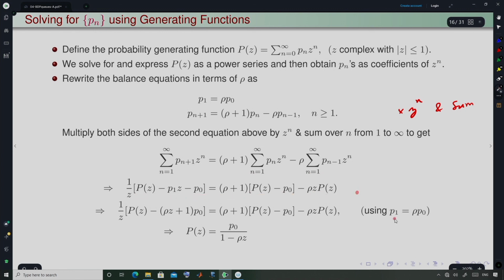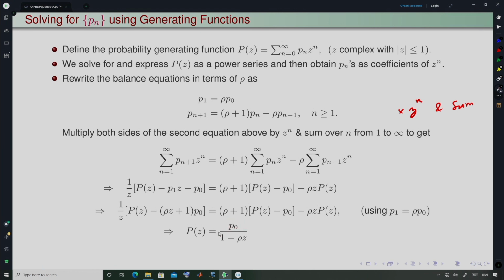Now, you already know from the first equation that P1 is rho times P naught. So, you substitute that here and you will get this expression, and you club P of z on one side and the other terms on the other side of the equation. After a couple of steps, you can solve this to get P of z as P naught divided by 1 minus rho z. So, P of z is not completely determined; you have obtained it in terms of P naught.